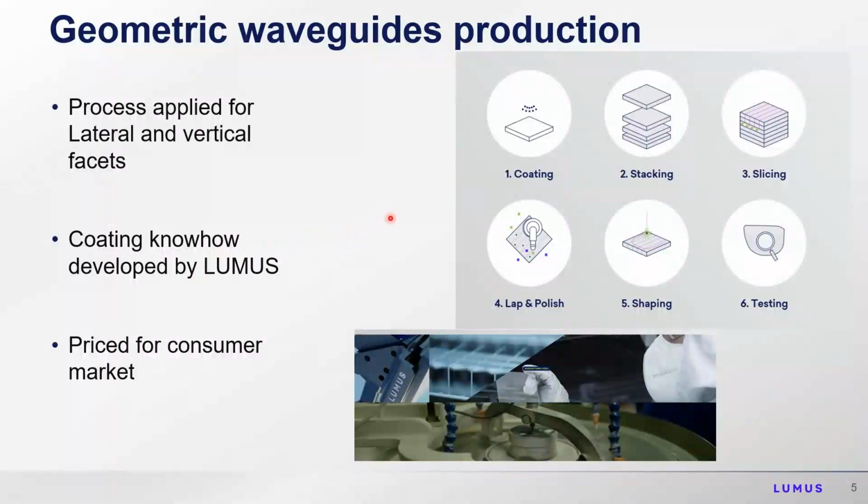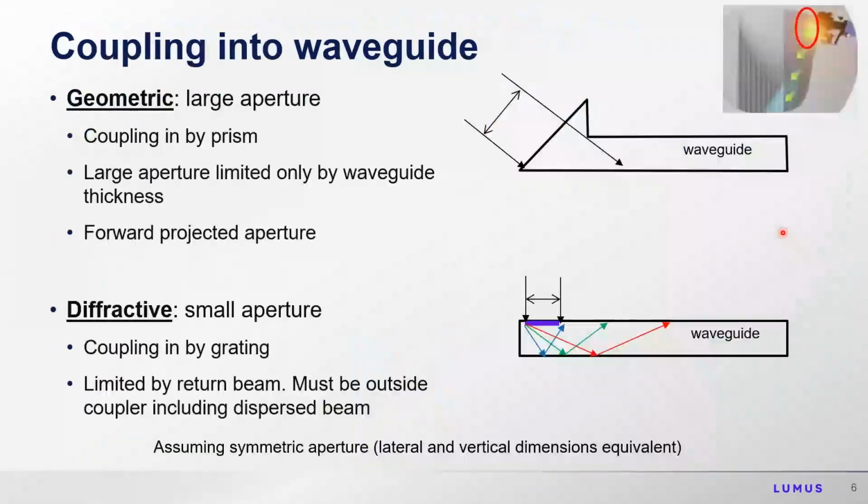Okay, how do we produce these waveguides? We talked previously about coating. The know-how is how to design exactly the coating that enables, on the one hand, reflecting the image towards the eye, but on the other hand, seeing the scenery outwards. Then you stack these plates, slice them, polish them, and cut the slice into shape. The last thing, not shown here, is connecting the projector to this waveguide. So that gives you just a general impression.